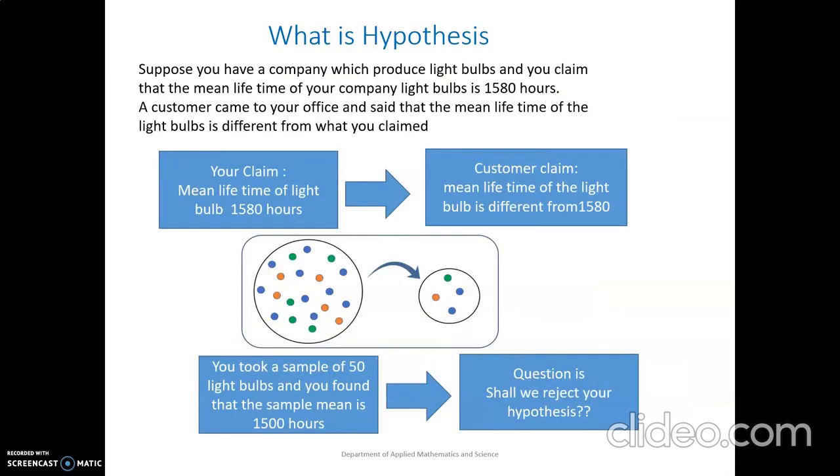Suppose you have a company which produces a light bulb and you claim that the mean lifetime of your company's light bulb is 1580 hours. Then a customer came to your office and said that the mean lifetime of the light bulb is different from what you claim. So we have two claims here. One is your claim. You are saying that the mean lifetime of the light bulb is 1580 hours. And the opposing claim is the customer's claim that the mean lifetime of the light bulb is different from 1580 hours.